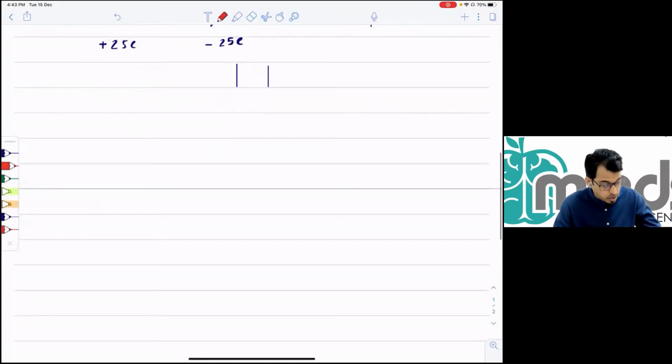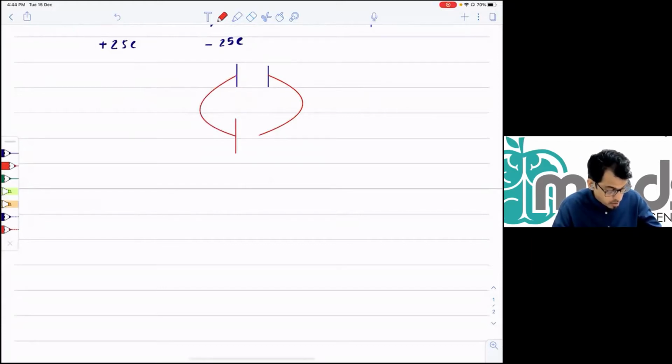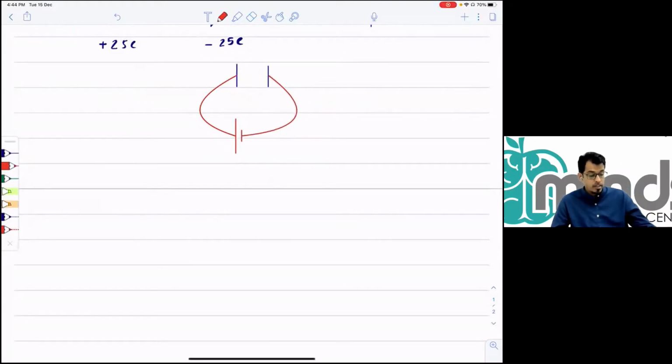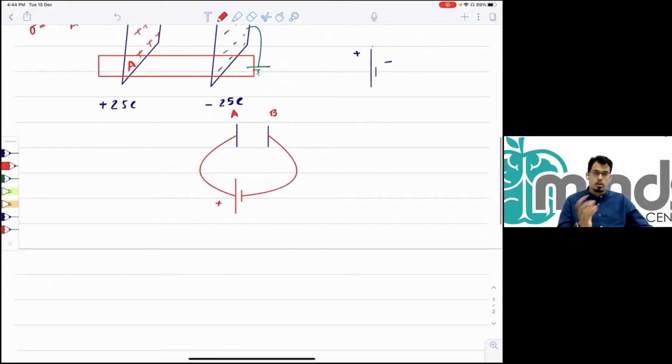We will connect this capacitor to a cell. So this is one wire, this is the other wire, and then we will connect it to the cell. Let's say this is the positive terminal and this is the negative terminal. This is plate A and this is plate B. What will happen? The positive terminal will remove electrons from plate A. Initially, both plates are neutral. When both plates are neutral, what will be the potential difference between A and B? Zero.